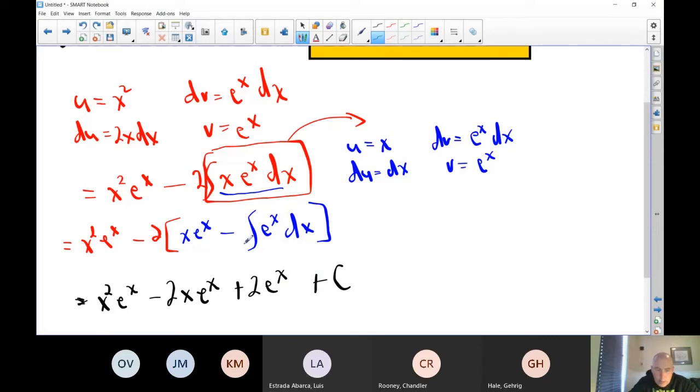Okay, and I'm assuming everyone's good with the integral or the antiderivative of e to the x dx is just e to the x. So I did that and brought the -2 through at the same time, switched it to a +2. So there was an example where I had to use integration by parts on multiple occasions within the same question. All right, and that can happen.